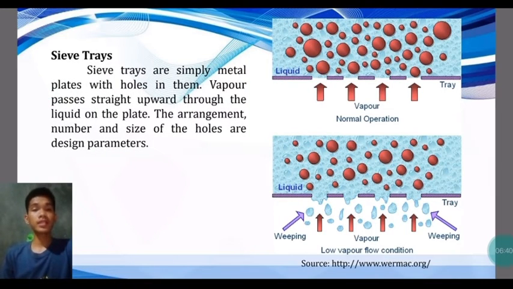Next is the sieve tray. Sieve trays are simply metal plates with holes in them. Vapor passes straight upward through the liquid on the plate. The arrangement, number, and size of the holes are design parameters. You can see in the image the vapor under normal operation and under low flow condition.